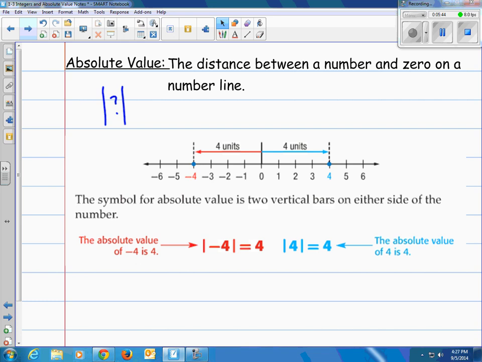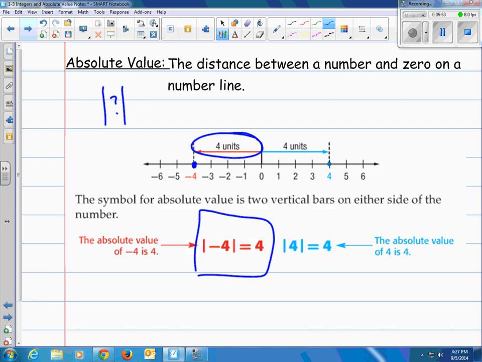Real simple. Take a look at their example here. They're using -4 as an example. Well, -4 is 4 units away from zero. So therefore, the answer is 4. This literally says the absolute value of -4 is 4. Likewise, notice that the absolute value of 4 is equal to 4 as well, because it's 4 units away from zero.